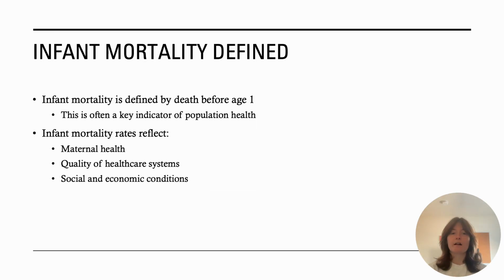Defining infant mortality: it is death before age 1, and when this occurs, the rates, or just the general occurrence, is a key indicator of population health, and these reflect maternal health, quality of healthcare systems, and social and economic conditions.